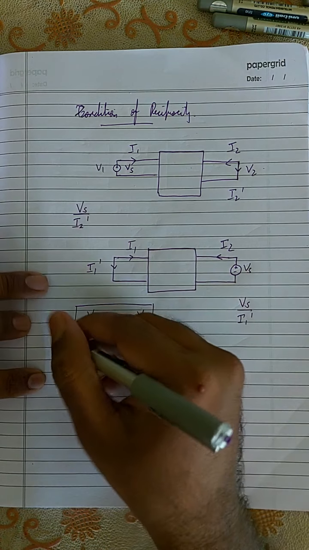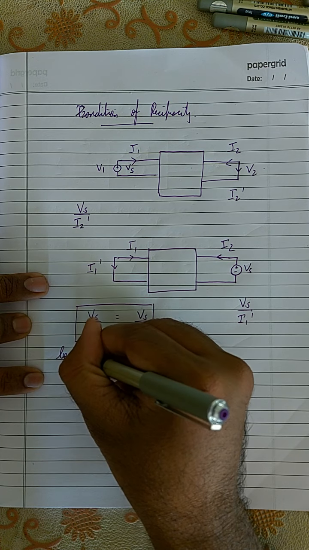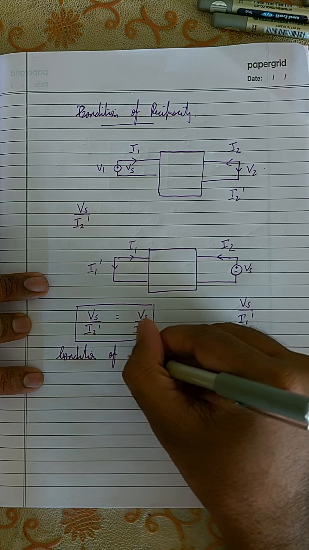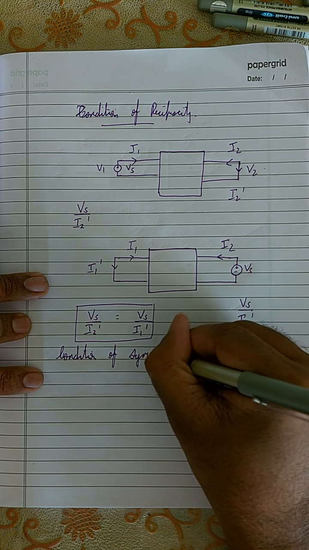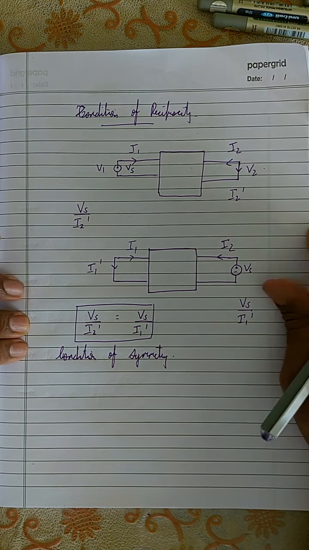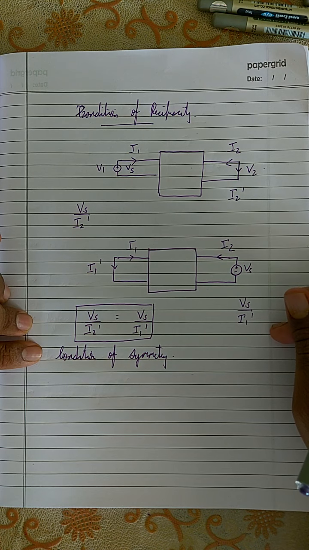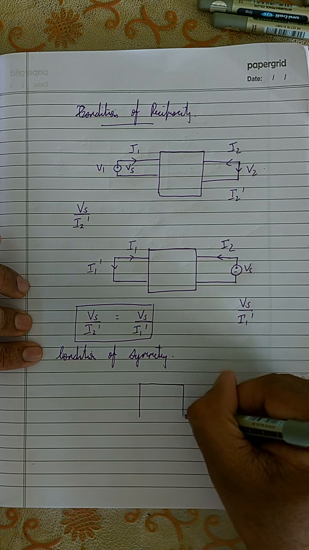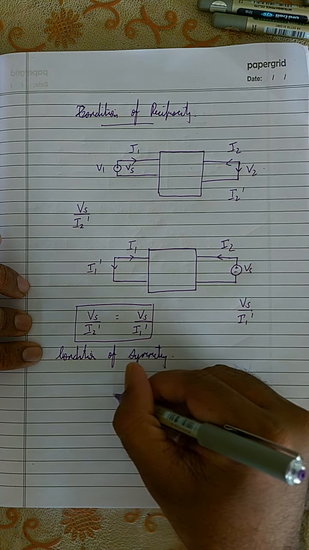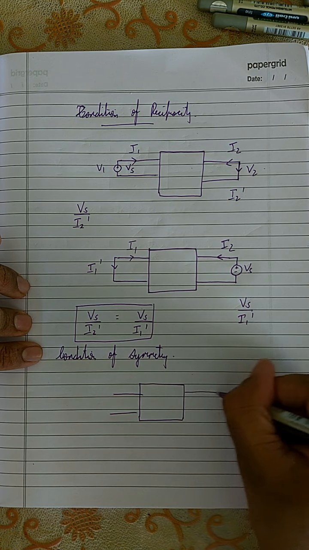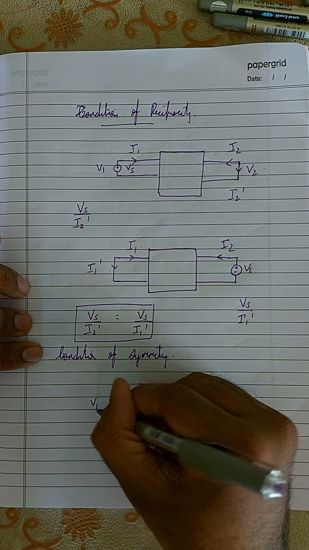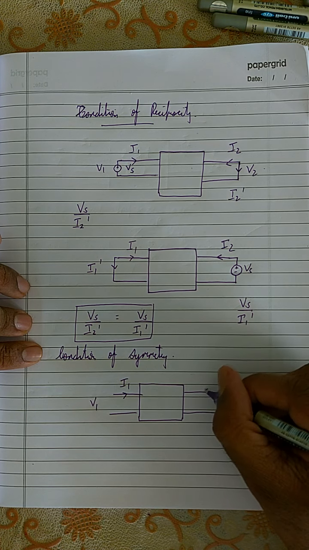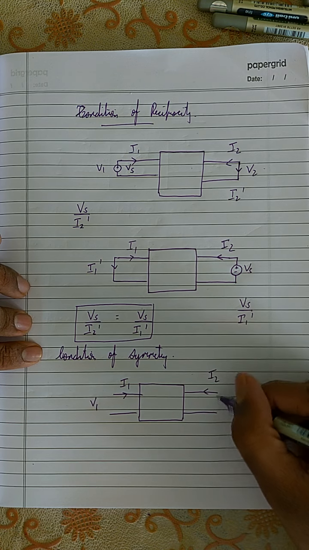Now next condition. So this is one application of using the network parameters. The other application is to find whether the network is symmetrical or not, or the condition of symmetry. Okay, so what is the meaning of symmetry? Now the meaning of symmetry is that, again, if I take a two-port network which has two ports over here, and this is V1, this is I1, and this is I2, and this is V2.